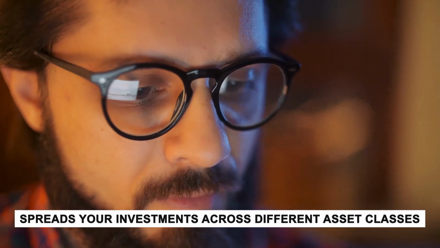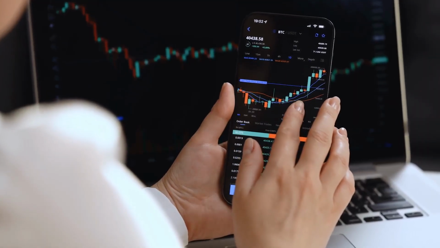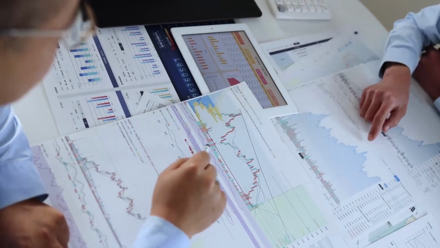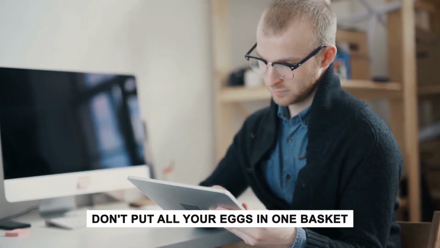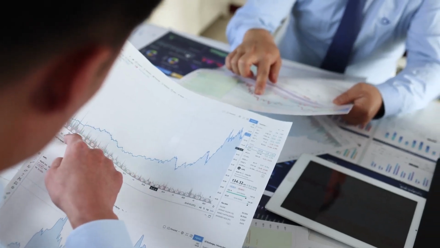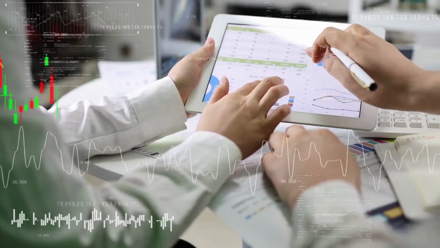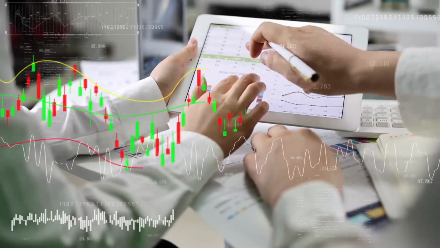Diversification, on the other hand, spreads your investments across different asset classes. By doing so, you can mitigate risk. When one asset class underperforms or experiences a downturn, the impact on your overall portfolio is less severe because other assets can cushion the blow. So, the lesson here is clear. Don't put all your eggs in one basket. Diversify your investments across stocks, bonds, real estate, and other asset classes. It's an essential strategy for reducing risk and increasing the resilience of your portfolio.